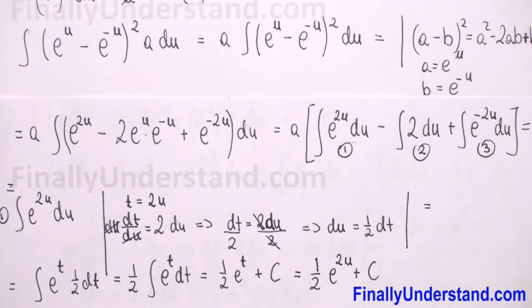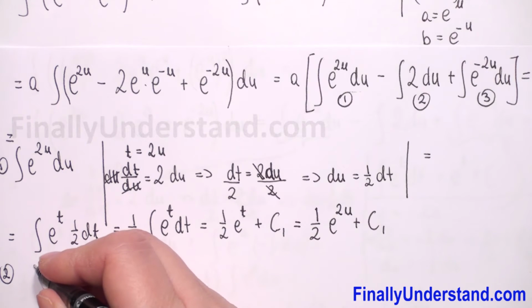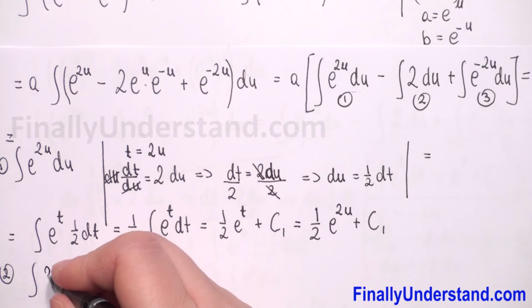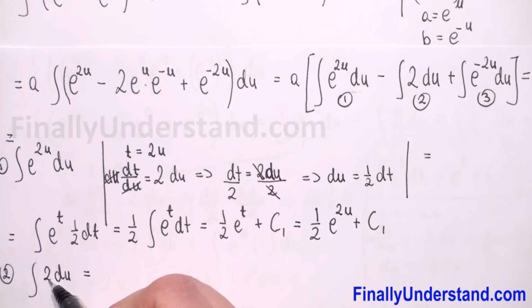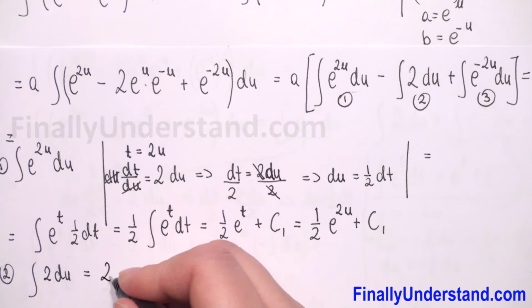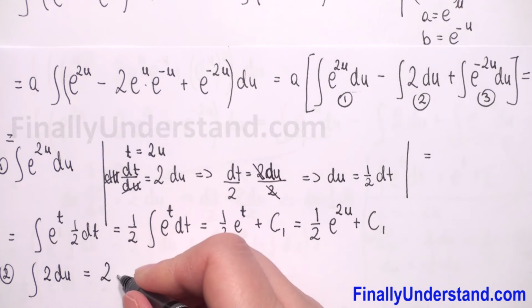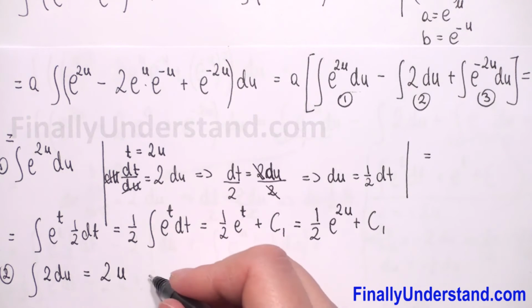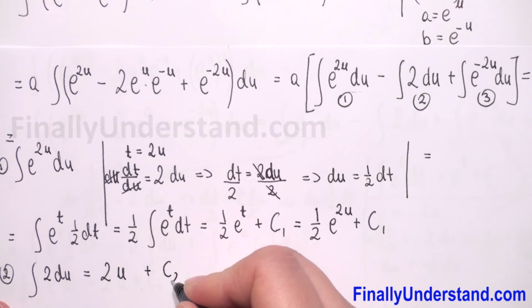This was the first integral, so I will put c1 here. Next we will solve the second integral. So we will have the indefinite integral of 2 with respect to u. We can take the constant before the integral, so we have 2 times the indefinite integral of du. So this is equal to u. So we have 2u, of course, plus a constant for the second integral, so I put c2.